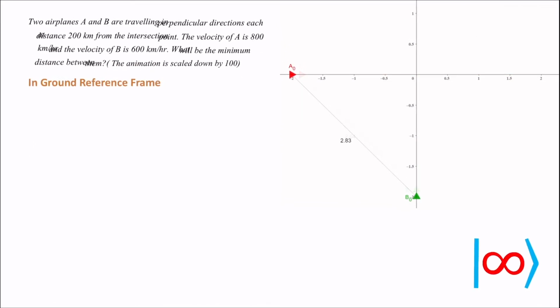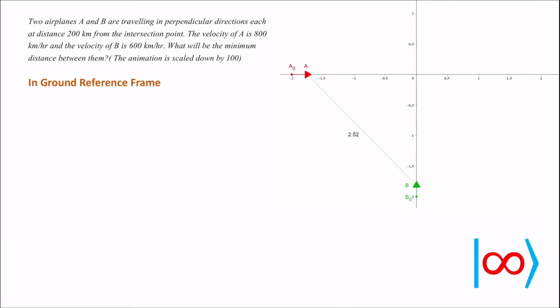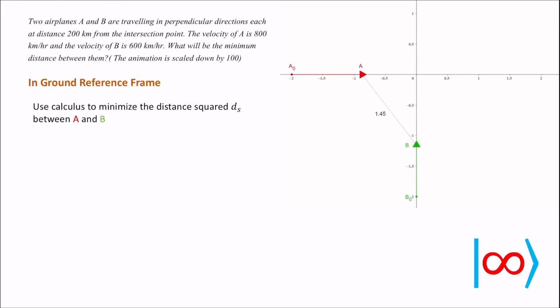We'll try to solve this problem in two ways. In the first approach, we work in the ground reference frame. The idea is to compute the distance between the two planes as a function of time and then use calculus to find the minimum. As computing this minimum is complicated for the actual distance, we minimize the square of the distance.